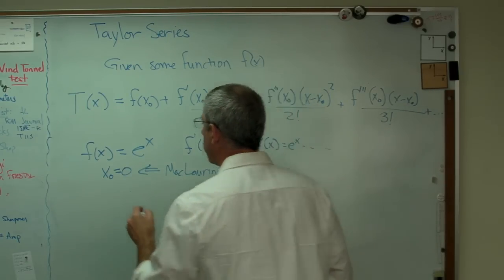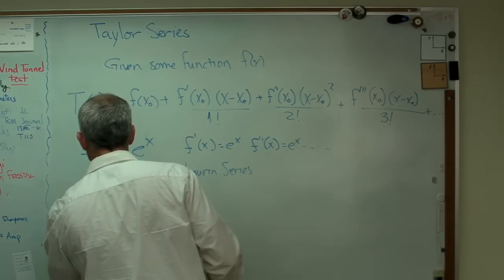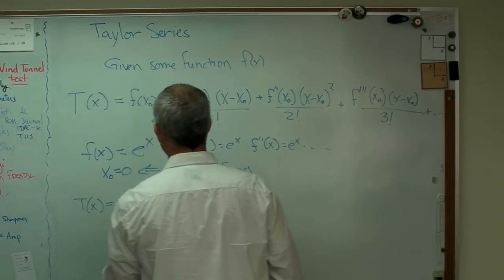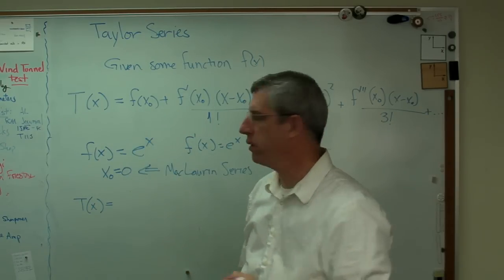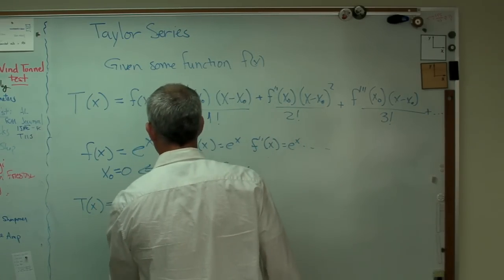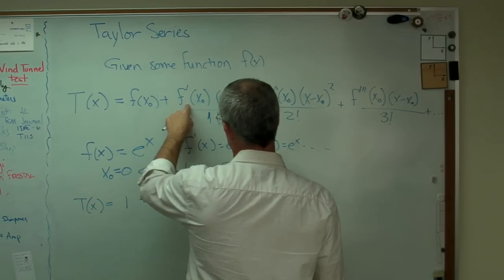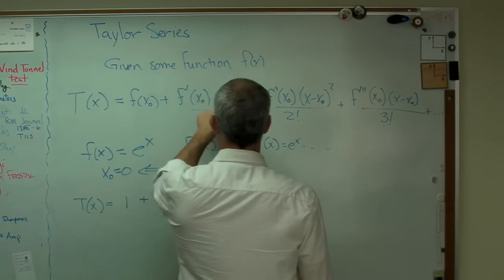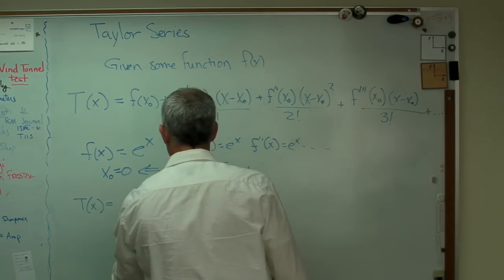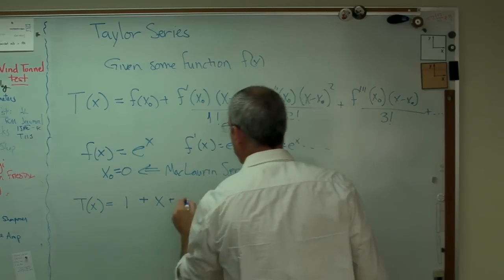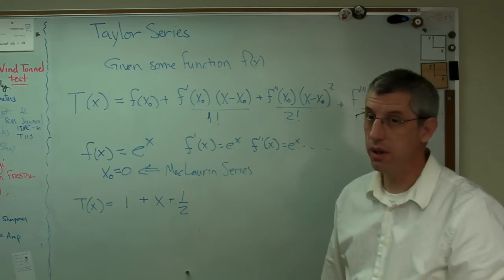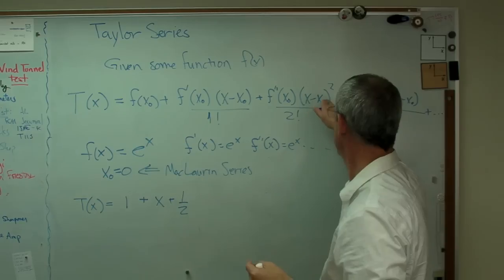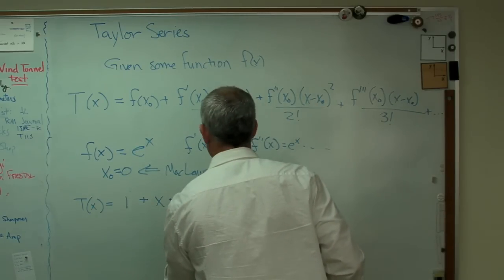So let's see. My Taylor series approximation of e to the x is going to be, all right, if x zero is 0, what's e to the 0? Well, anything to the 0 is 1. 1 plus e to the 0, that's 1, times x minus 0, x, plus 1 over 2, e to the 0 is 1, x minus 0 squared is just x squared.